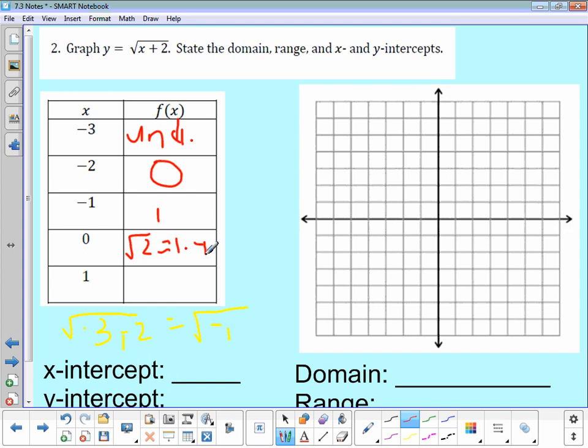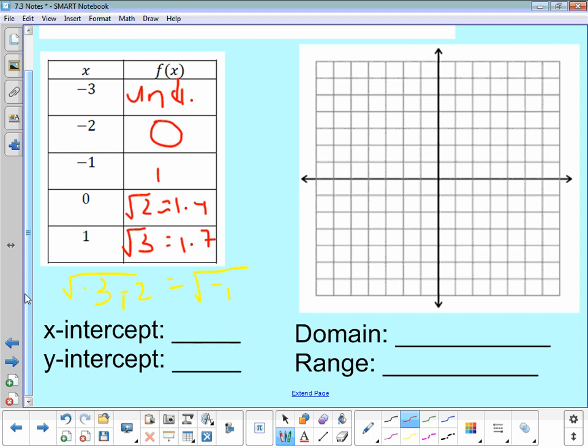If I plug in a 1, then I'm looking at the square root of 3, because 1 plus 2 equals 3. So the square root of 3 is approximately 1.7. So those are the values that I'm looking at graphing on that coordinate plane. So let's just go ahead and plot those points there.